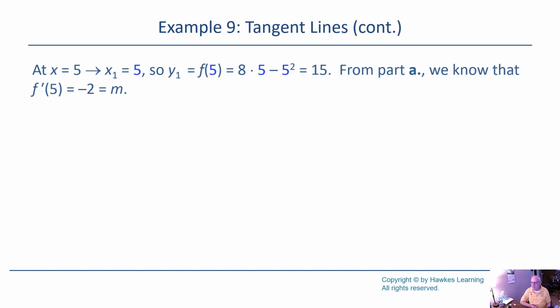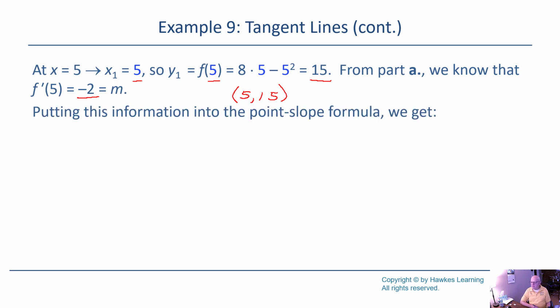One more time. At x equals 5. Take that 5, put it in the function, you get a y value of 15. So you've got a point, 5, 15. You've also got a slope that we already found, negative 2. And go to your point-slope form again. Put the numbers in, a little bit of cleanup work. There's your equation for the tangent line at x equals 5.